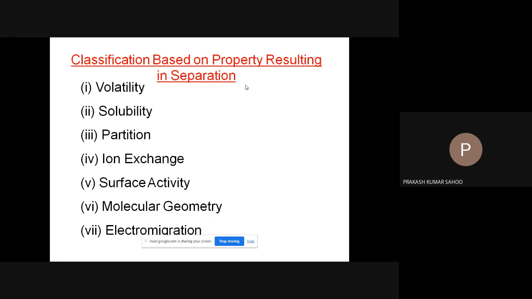Then the second one is solubility. As we know, solubility depends on the solvent and the solute we take to form the solution. That means the extent to which the solute is dissolved in the solvent depends on its solubility. So separation by solubility essentially implies precipitation of the constituent of interest from the solution. When the solubility limit of the solute in the solvent is exceeded, the material appears as a precipitate.